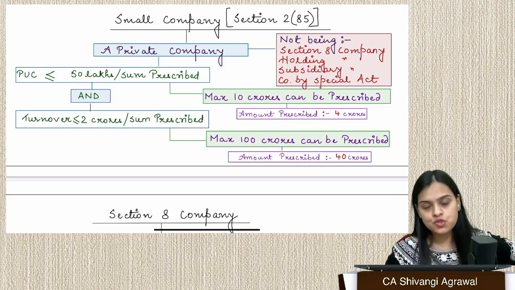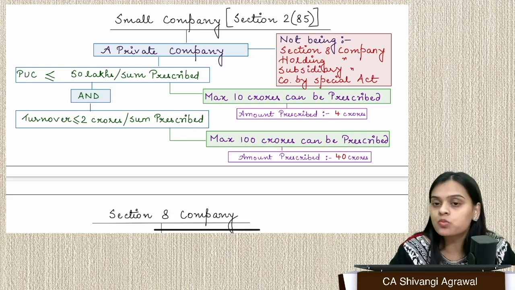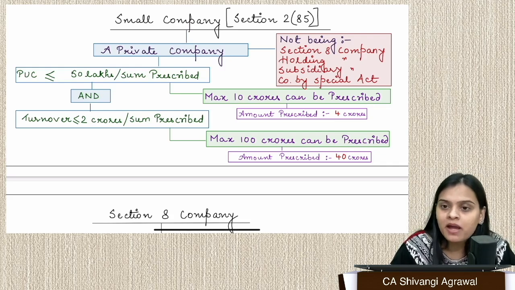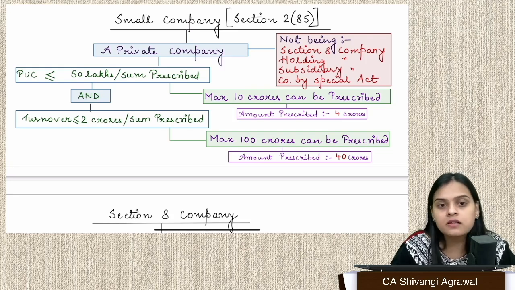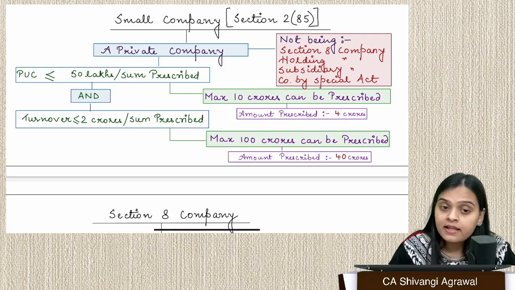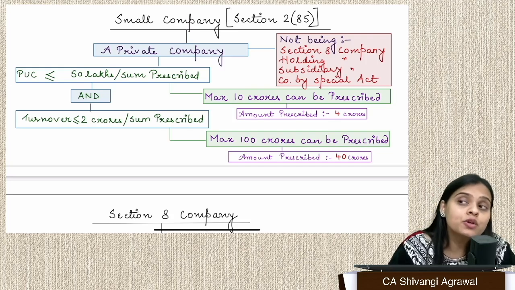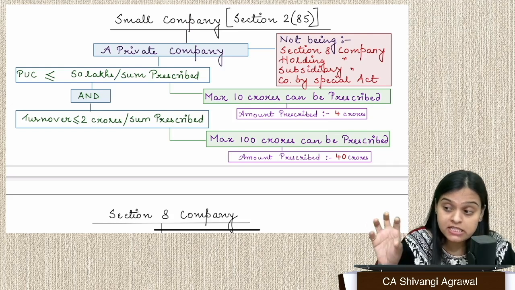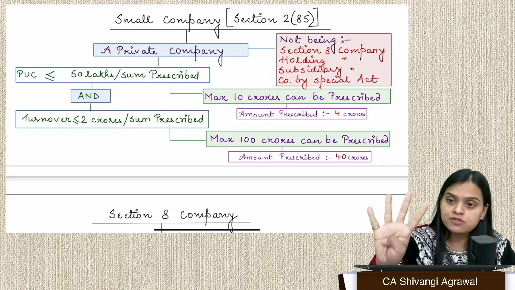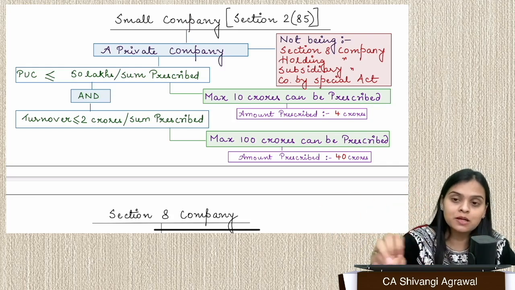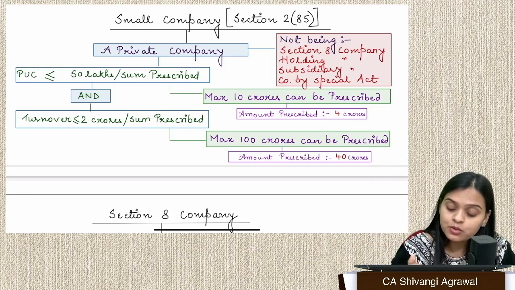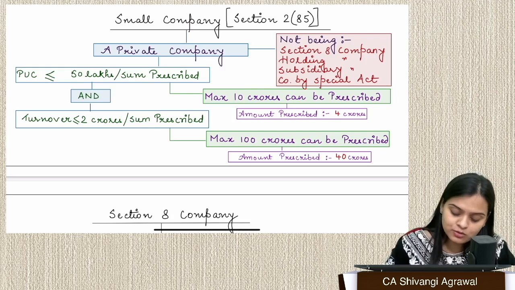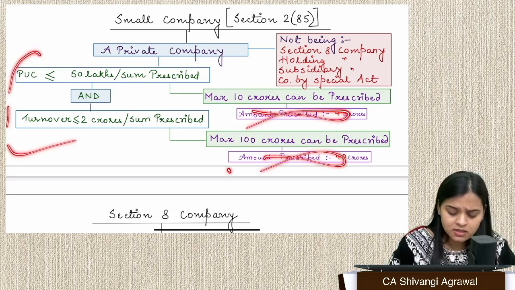Now, the problem with the students is that if they are being asked what a small company is, some students write it this way: a private company whose paid up capital does not exceed 4 crores and turnover does not exceed 40 crores. Well, this point is correct if you want to identify whether a company is a small company or not. All you need to see is 4 crores, 40 crores, and that's it. Both conditions comply, yes, you're a small company. However, when you want to write an answer, and if you look at your institute's material, they don't even give you this prescribed amount. They are concerned with the section.